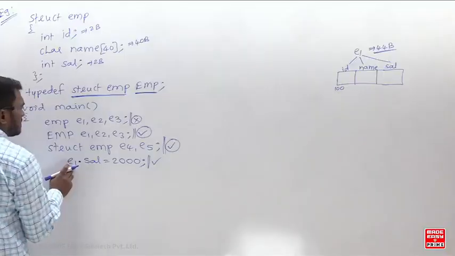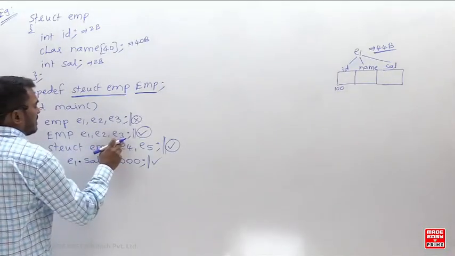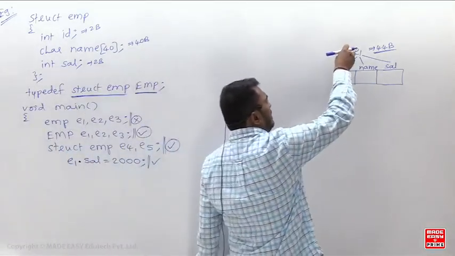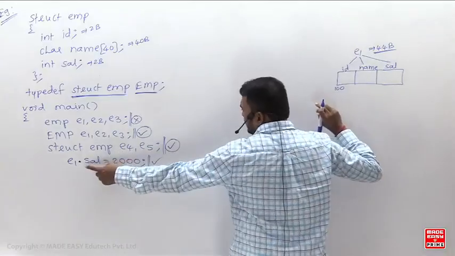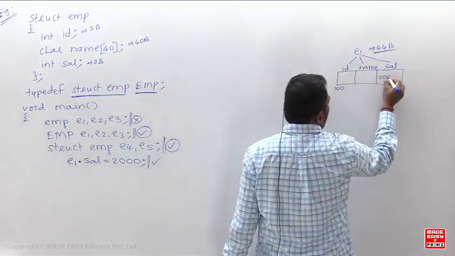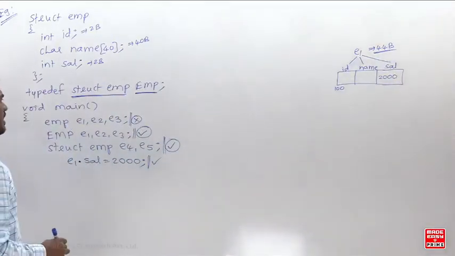So E1 is what? Structure variable. E1, E2, E3, here are structure variables. So structure to member, if you want to access, you have to use what? Dot. So structure to member, E1 dot salary, you are changing this value to 2000. Something like this. Okay, next.